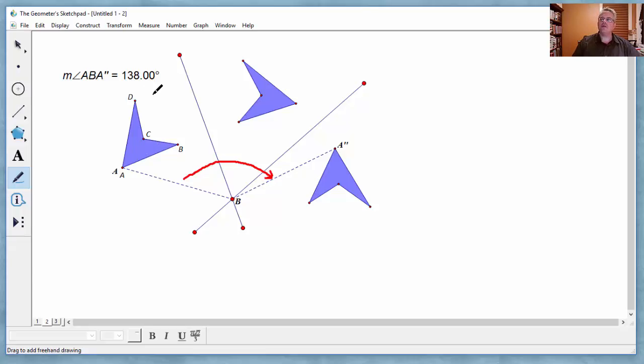So if we reflect over two parallel lines, it's a translation. If we reflect over two lines that intersect, holy rotation.